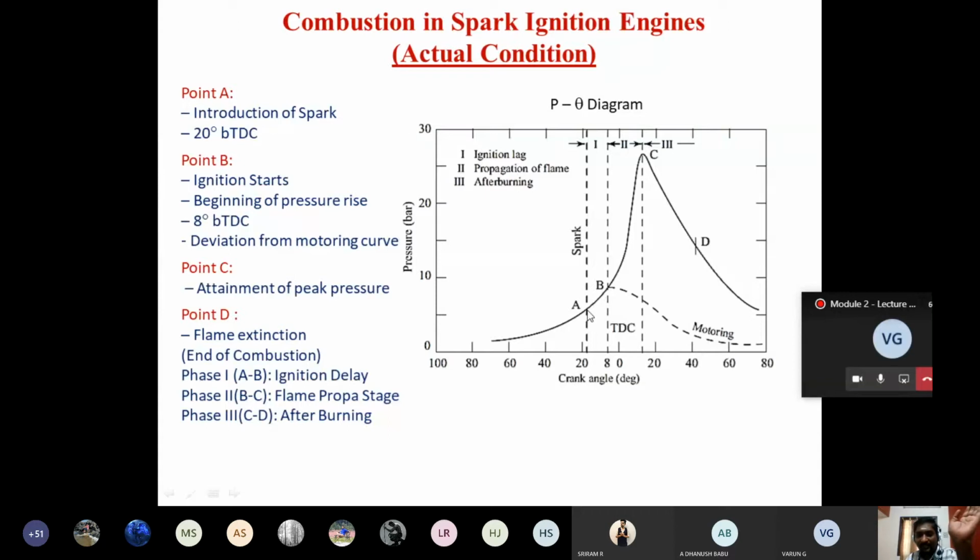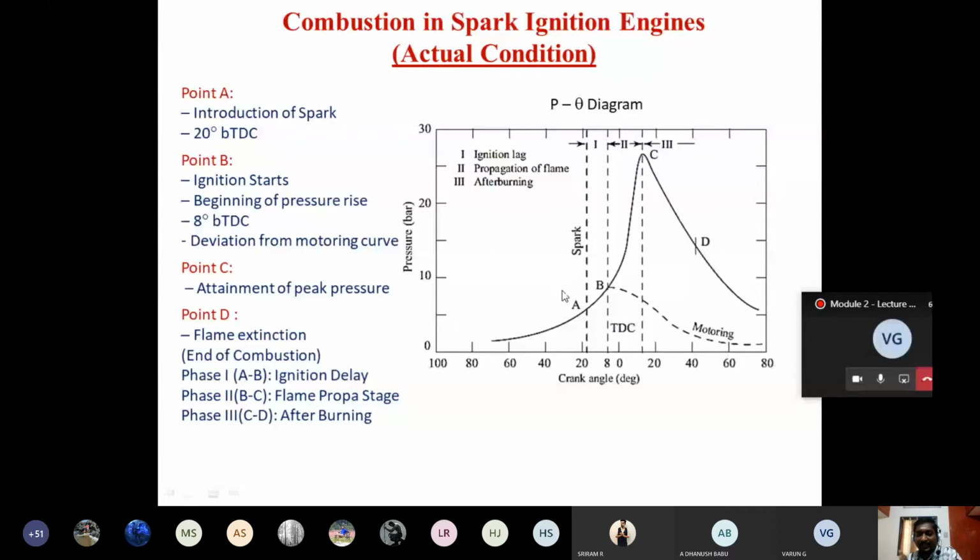So there are 3 stages. This is your flame development or preparation stage or ignition lag stage. This we call the flame propagation stage, where we are going to get the useful work output, right? And this is the after burning stage.